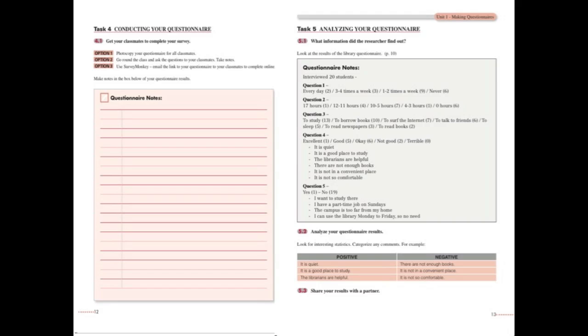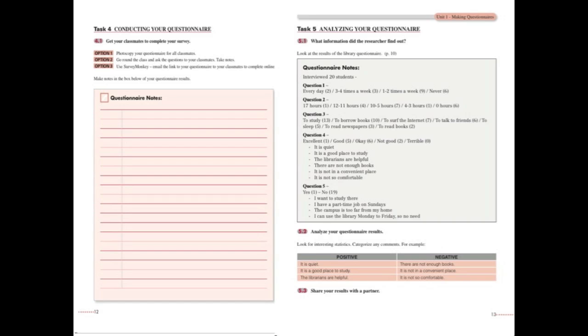In task 4, students are then asked to conduct their questionnaire with their classmates. There is space provided in the book for them to take questionnaire notes, because it's expected that students won't have a notebook so early on in the course. There are several ways that you can do this.